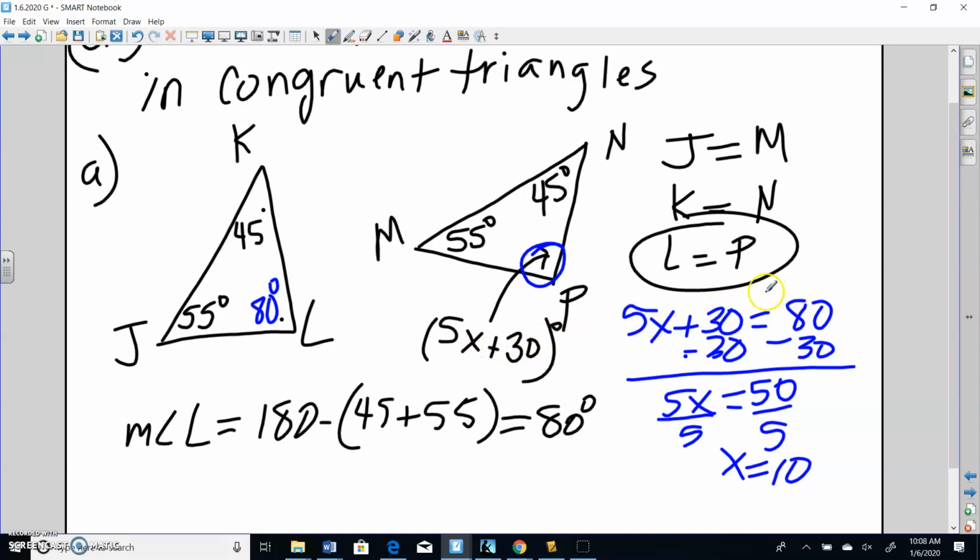It is. That's what we want it to be because we want these two angles to be equal. So the value of x is 10. That makes these two triangles congruent. There's our answer. X needs to equal 10.